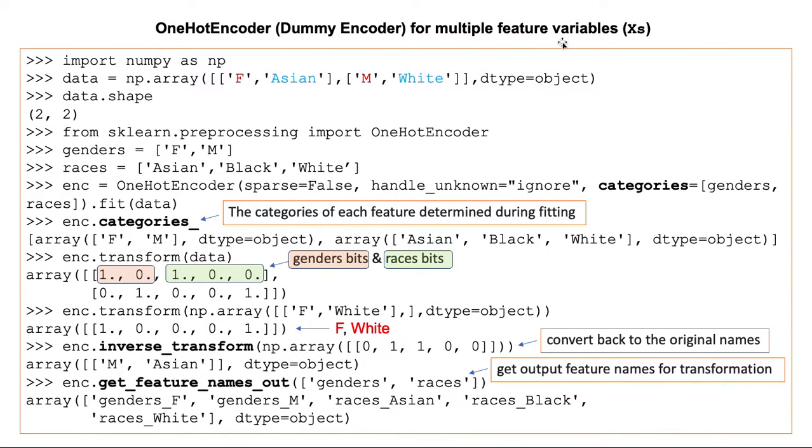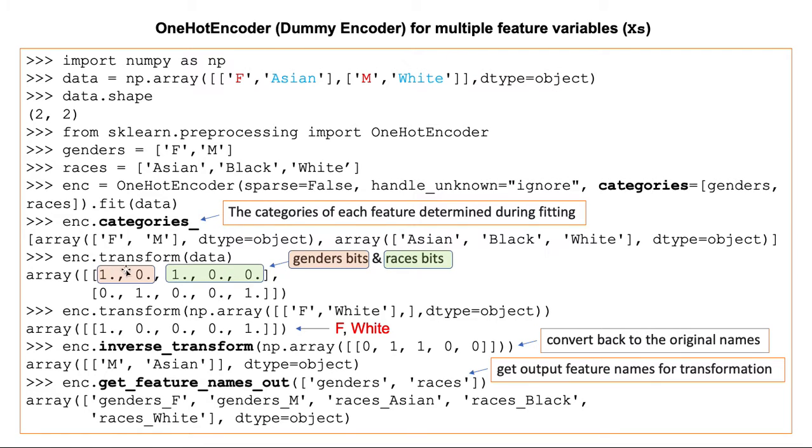Here's the other example. I use one-hot encoder for multiple feature variables. There are two feature variables here, gender and race. Gender has two categories. Race has three categories. After we fit the encoder with the data here, we can apply this encoder to transform the data as well, and then see the bits representation.